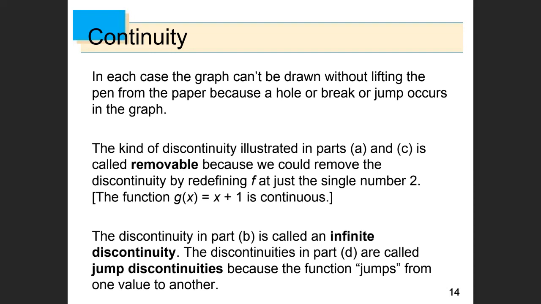And here they're just trying to explain the difference. So removable, because you can remove that number that is causing the problem. And then for infinite discontinuity, you see that the limit was going towards infinity. And then the last one is just called jump discontinuity. We call that because we say it jumps from one value to another. So it's almost like some funny stepwise function. It keeps jumping from one value to another.